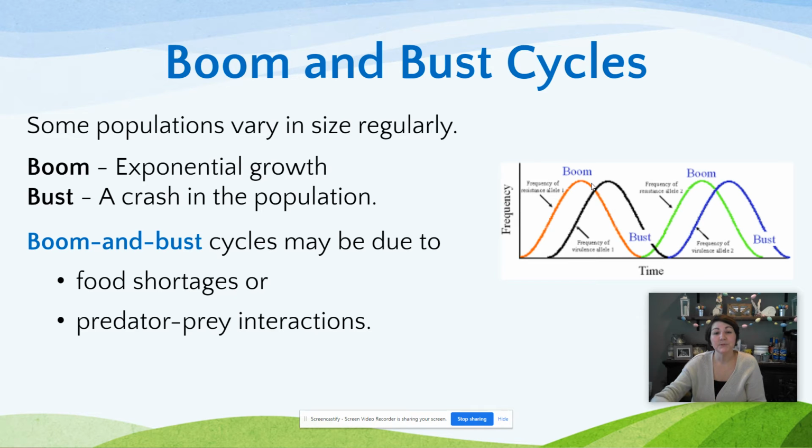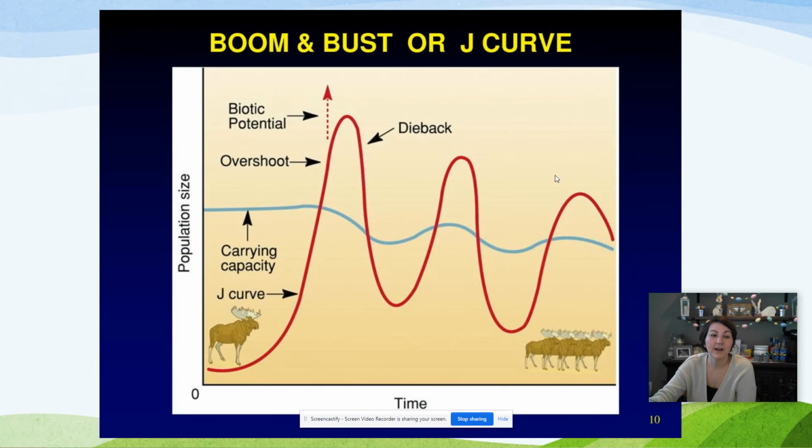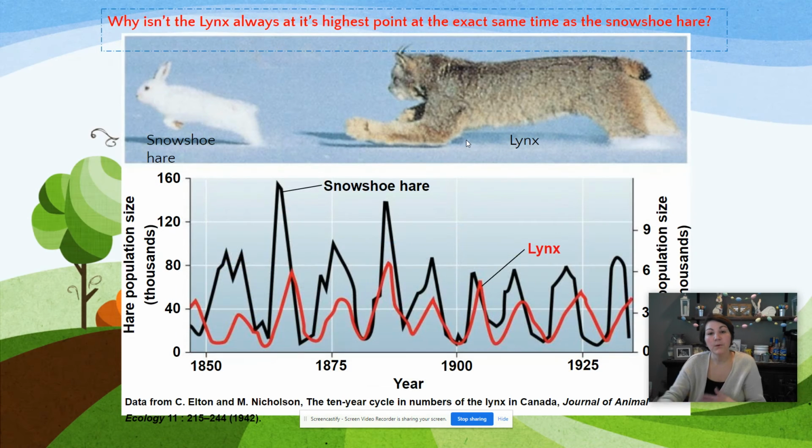But a lot of times we see these with predator and prey interactions. But again, we overshoot that carrying capacity, and then we have this period where we drop and we crash, and then we overshoot again and again. But most of the time we see this boom and bust in relationship to predator and prey relationships. So what happens is that the predator and the prey, because they're related to each other, as one population changes, it causes the other to change as a result.